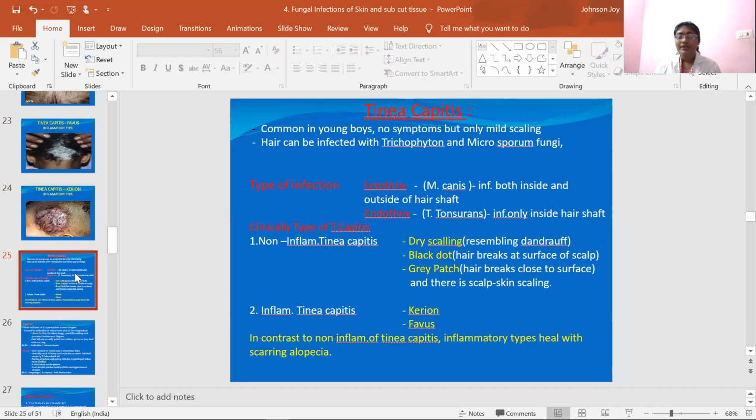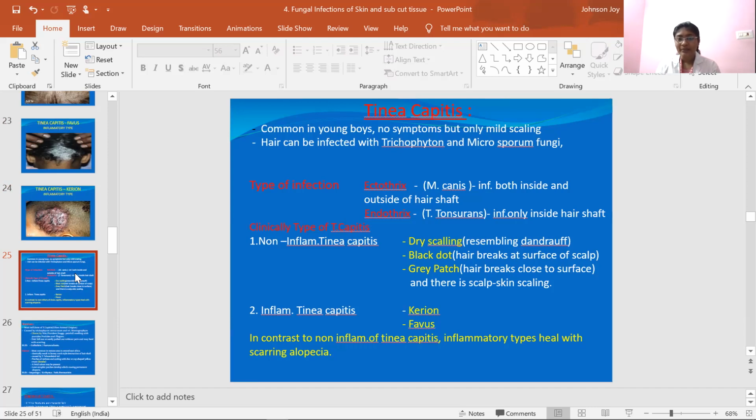Next, tinea capitis. It is common in young boys, with no symptoms but only mild scaling. Hair can be infected with Trichophyton and Microsporum, as we have discussed earlier. Now, the type of infection in the hair can be ectothrix or endothrix. Ectothrix is usually caused by Microsporum canis, and the infection is both inside as well as outside of the hair shaft. And endothrix is mainly caused by Trichophyton tonsurans, and the infection is only present inside the hair shaft, and that is the main difference.